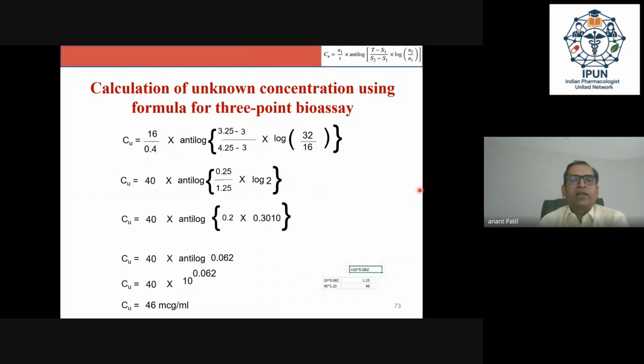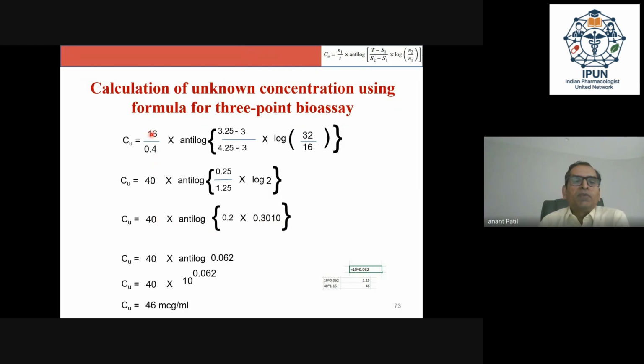Let's do the mathematical calculation. 16 divided by 0.4 into antilog of (3.25 minus 3) divided by (4.25 minus 3) into log of 2. I told you that whenever there is a single digit, it is going to become 0 point something. So log of 2 is 0.3010. This is a common log, not a natural log. The natural log of 2 would be 0.69. This is a common log, and that's why the value is 0.30.